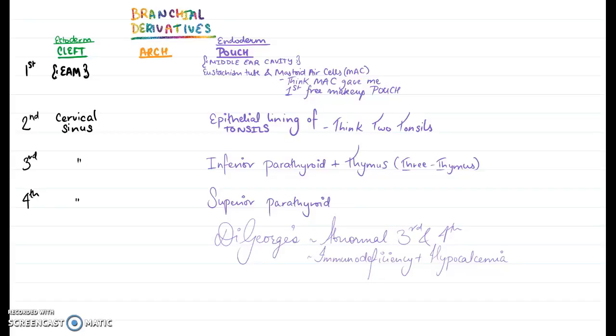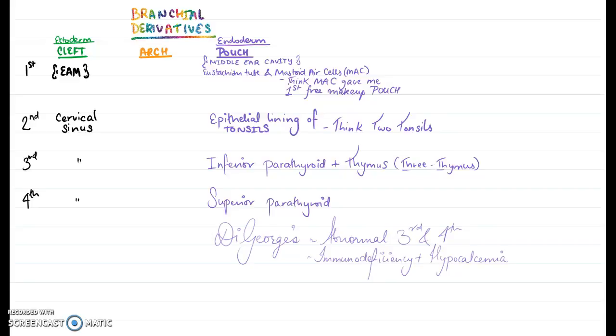Now let's move on to the branchial pouches, which arise from the endodermal tissue. The first pouch gives rise to ear stuff, again, just like the clefts. So the first pouch gives rise to middle ear cavity, eustachian tube, and mastoid air cells. I abbreviated mastoid air cells as MAC. We like to think of MAC as MAC Cosmetics. Think like MAC giving you a first free makeup pouch. So first pouch gives rise to MAC, or mastoid air cells.